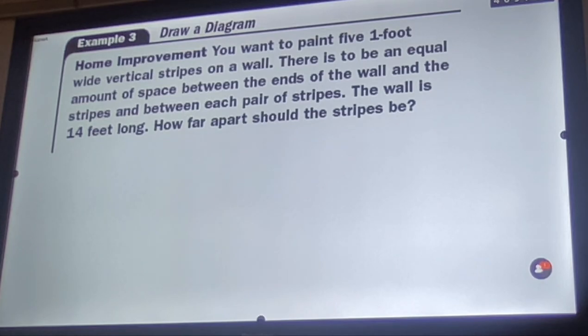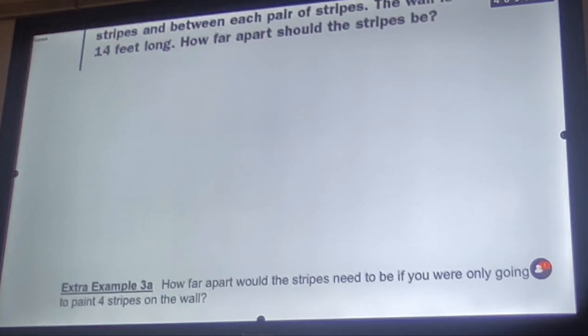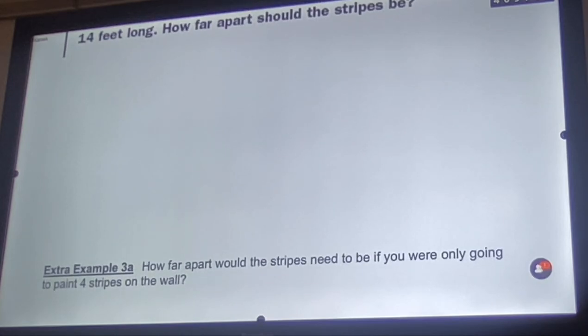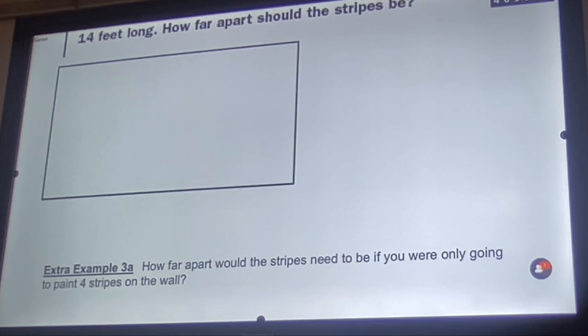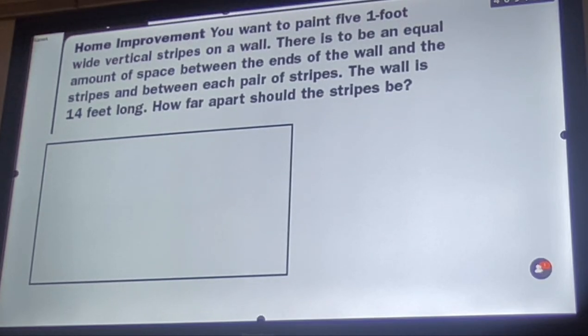So we're going to draw a diagram, and we're going to make a wall. So make yourself a rectangle wall. Of course, our wall is only a one-dimension wall here. But that rectangle is going to represent our wall. A beautiful wall. Reese, how many stripes do we want to paint on our wall? 5. So we want to paint 5 stripes. And I'm going to try and make my 5 stripes as equal as possible.